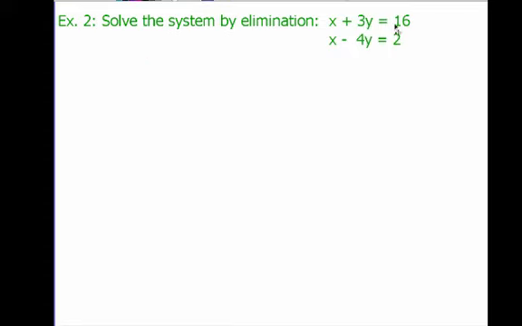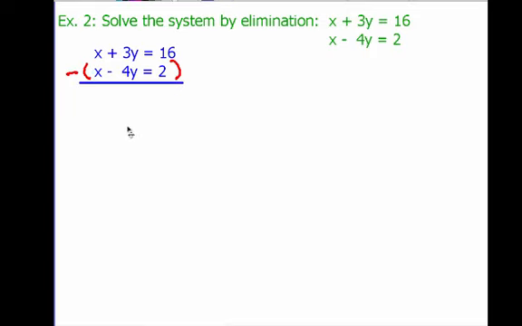I've got x plus 3y equals 16 and x minus 4y equals 2. I notice that my x's have the same coefficient, so that's what I'm going to be trying to get rid of. I'm going to eliminate x. They have the same sign. Same sign means that I'm going to subtract this whole thing.